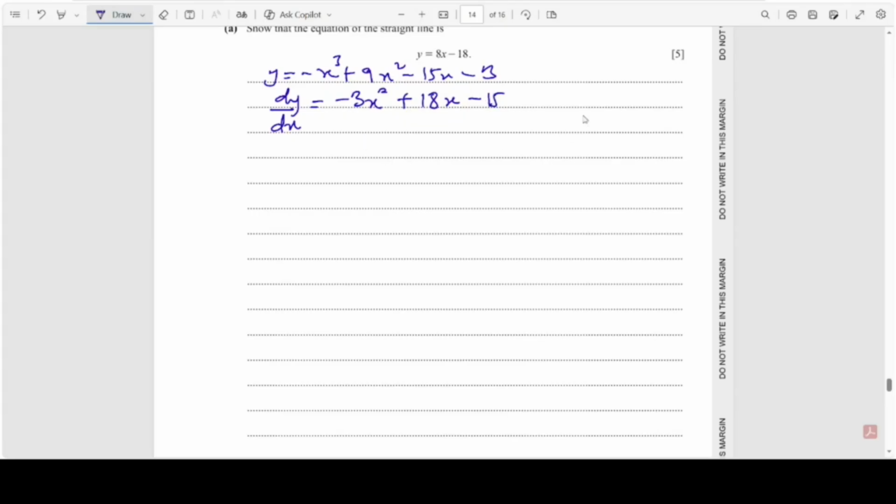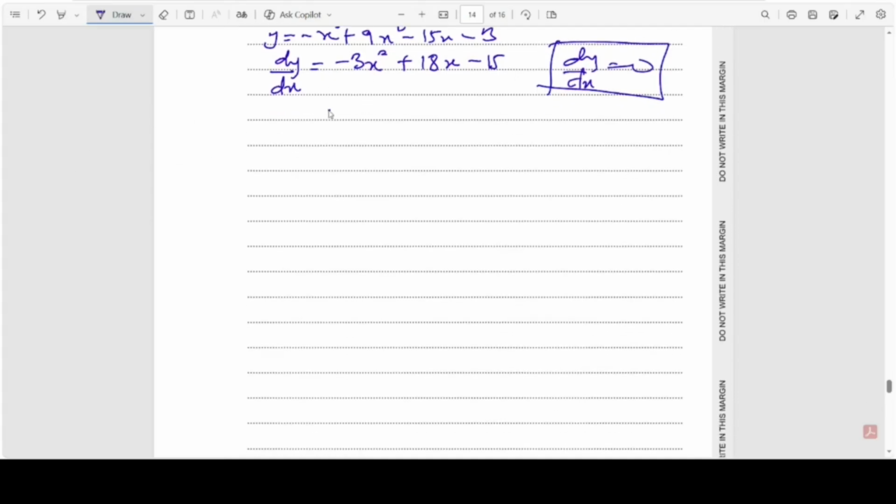We know at the stationary points, dy/dx is equal to 0. So we're going to equate what we found, the derivative, to 0. Negative 3x squared plus 18x minus 15 is equal to 0. Let's try and divide it by negative 3 to reduce the coefficient. So we have x squared minus 6x plus 5 is equal to 0.